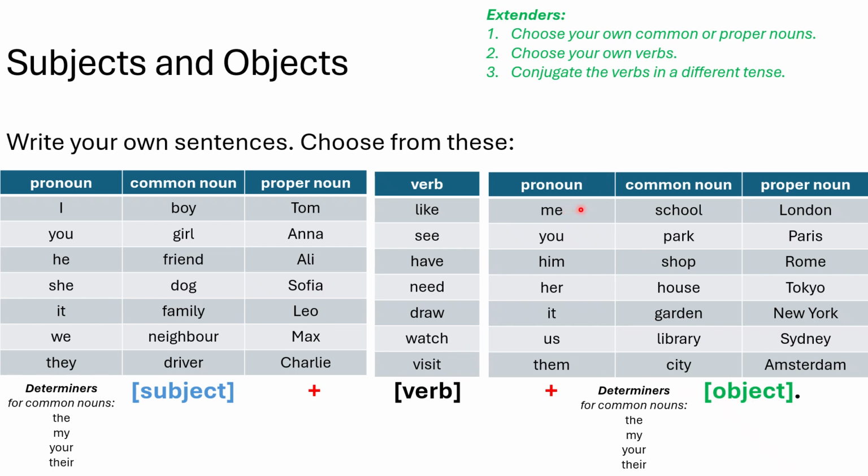Object pronouns: me, you, him, her, it, us, them. Common nouns: school, park, shop, house, garden, library, city. Proper nouns: London, Paris, Rome, Tokyo, New York, Sydney, Amsterdam.